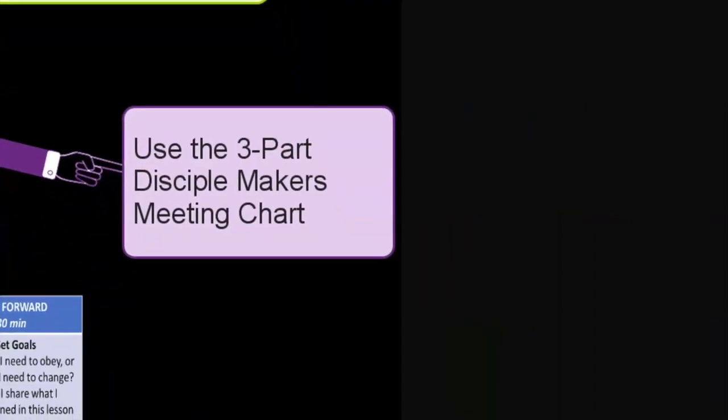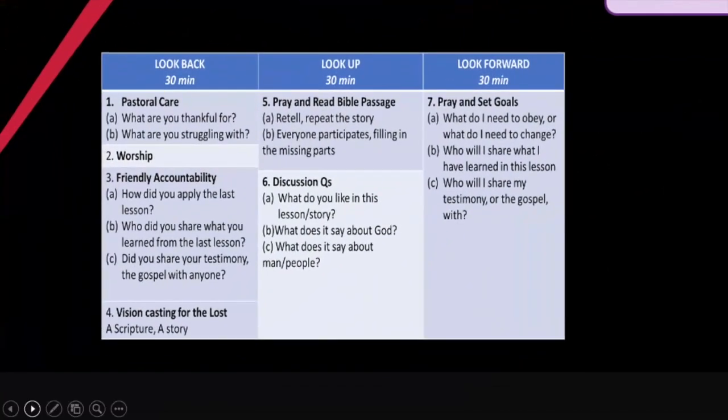The second thing is use the 3-part disciple makers meeting chart. This is what I mentioned, where evangelism, disciple making, and multiplication all happen simultaneously. It is this disciple makers meeting chart that does it. Just a brief introduction to that. It is divided into 3 divisions: look back, look up, and look forward.